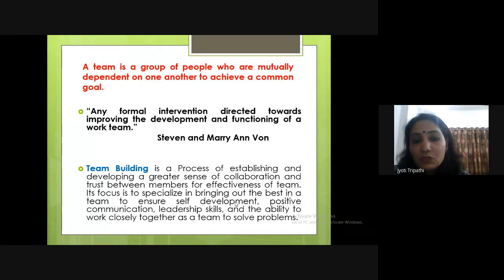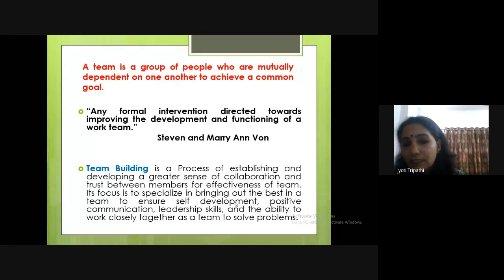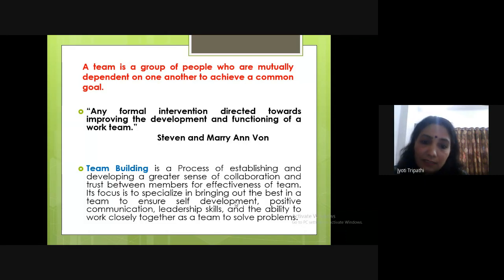Its focus is to specialize in bringing out the best in a team to ensure self development, positive communication, leadership skills, and the ability to work closely together as a team to solve problems. Now, in the words of Stephen and Mary Ann Vaughan, team building is any formal intervention directed towards improving the development and functioning of a work team.